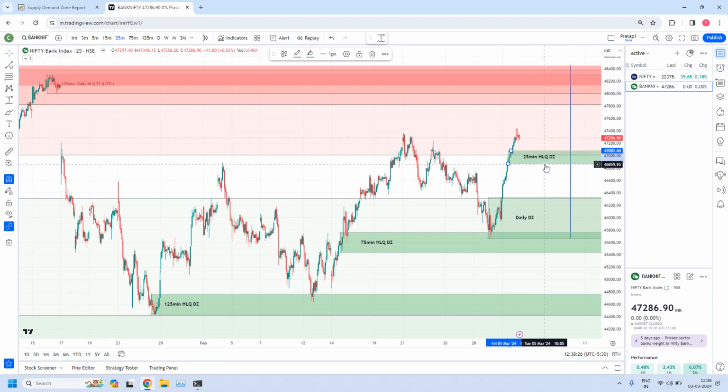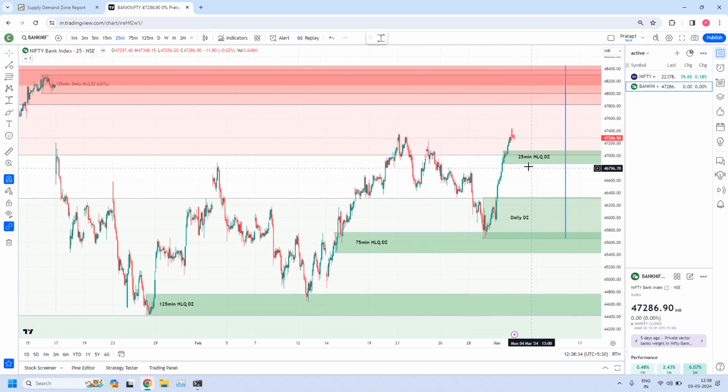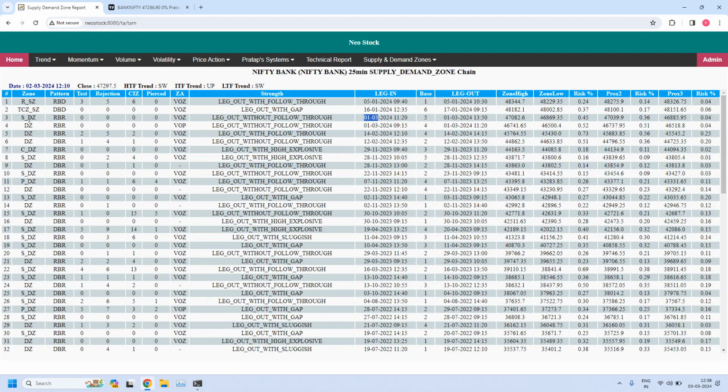If these levels are broken, then next it will get support here in this area, the 75 minutes high liquidity area. Okay, this is a 25 minutes high liquidity demand zone immediately available.